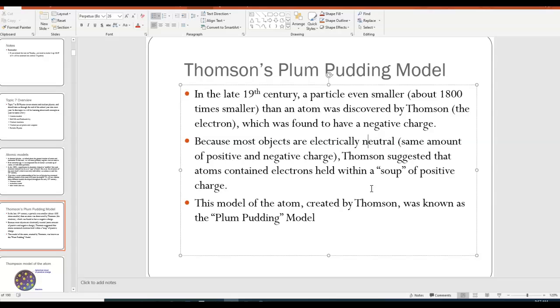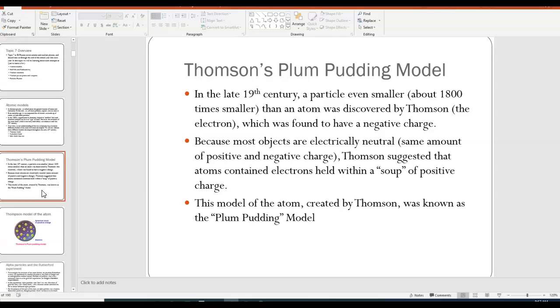And so if everything is made of atoms and everything is, for the most part, neutral, then if atoms contain negative electrons, they have to have some positive charge in there somewhere. And since he didn't know about protons or anything like that, he just said they were held within a soup of positive charge. Now, this model of the atom, the Thomson model, is also known as the plum pudding model.